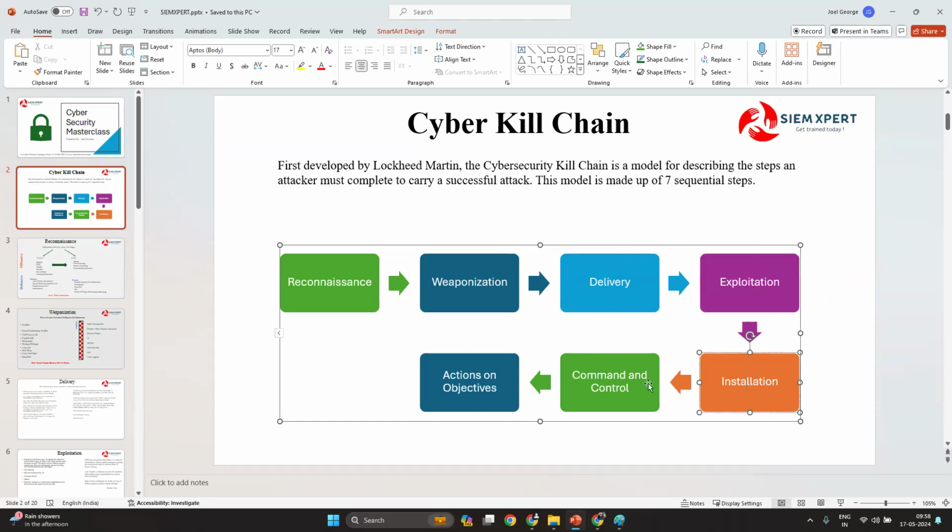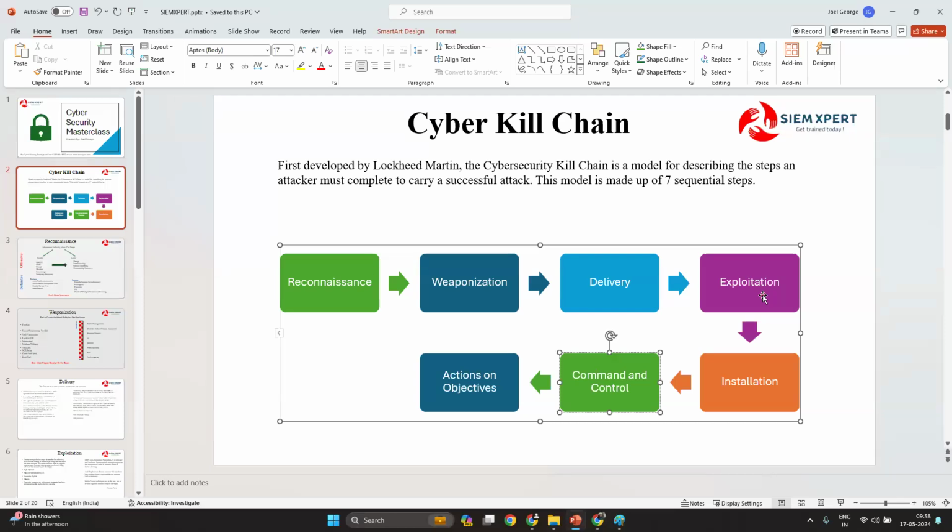I would club them together into one phase. That is, exploitation would be the weapon which was delivered successfully, which is now going to be utilized to install on the target victim.